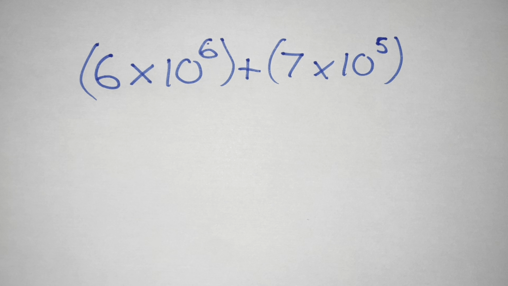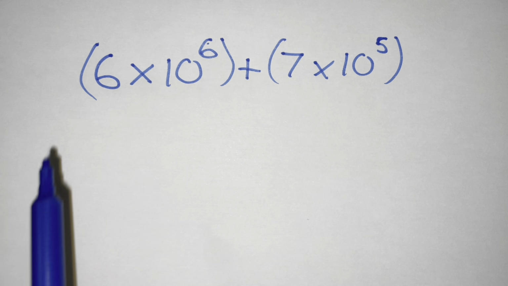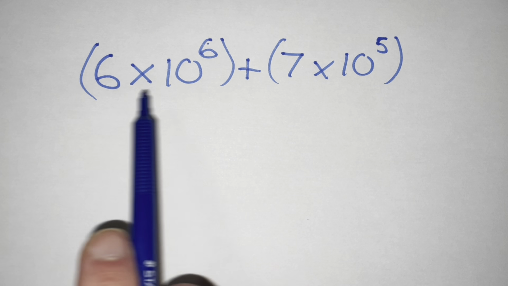In this next example, we have 6 times 10 to the power of 6, add 7 times 10 to the power of 5. So what we should notice now is that our two powers are different. We need to make sure that these powers are the same before we do any adding. We always aim to convert to the larger of the two powers. So this number is going to stay the same. It's still going to stay as 6 times 10 to the power of 6.